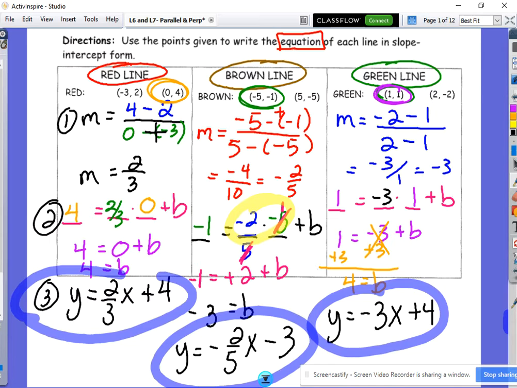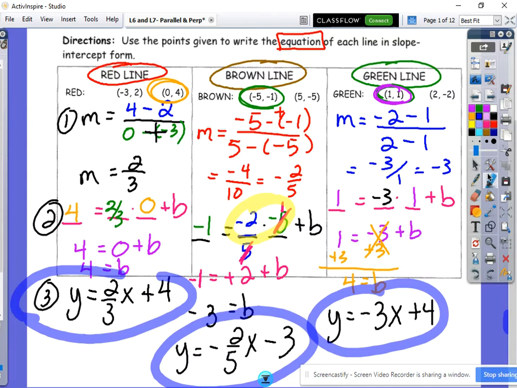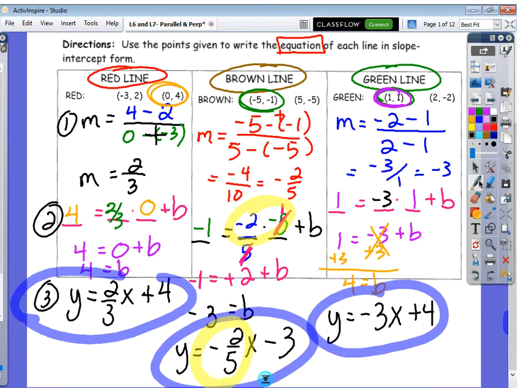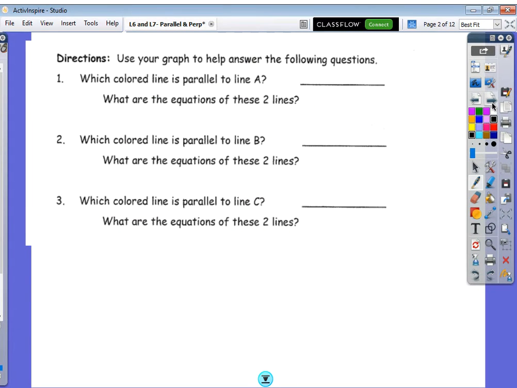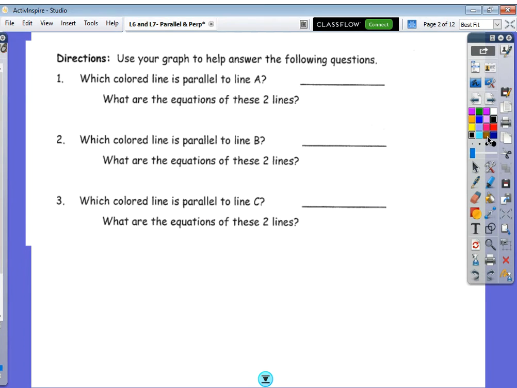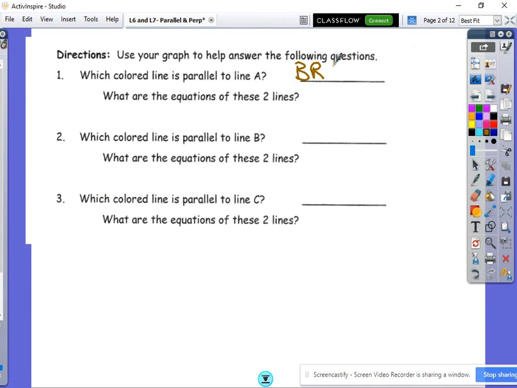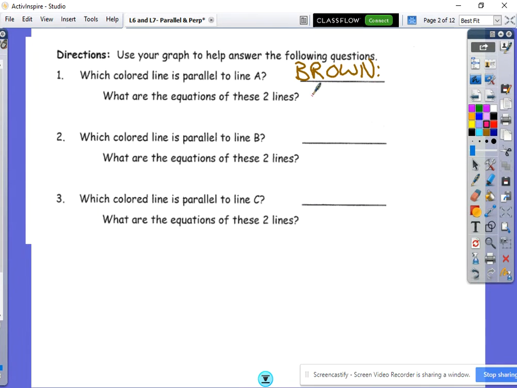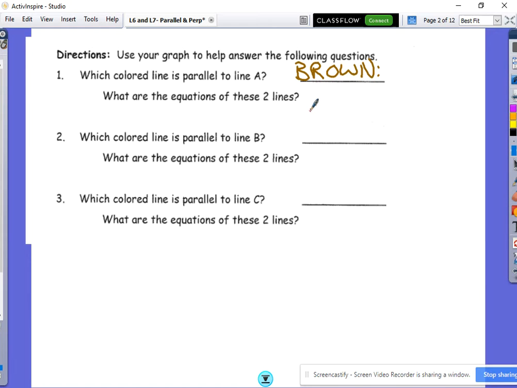If you had to take a guess, which of these equations down here at the bottom is parallel to line A? Hopefully you're going to be able to see that line A has the same slope as the brown line. The brown line and line A have that same slope. These two are parallel to each other. So what are the equations of the two lines? In this case, it would be the brown line that's the same. And then you can write those two equations right here. Your actual brown equation and then the equation of line A could go right here.